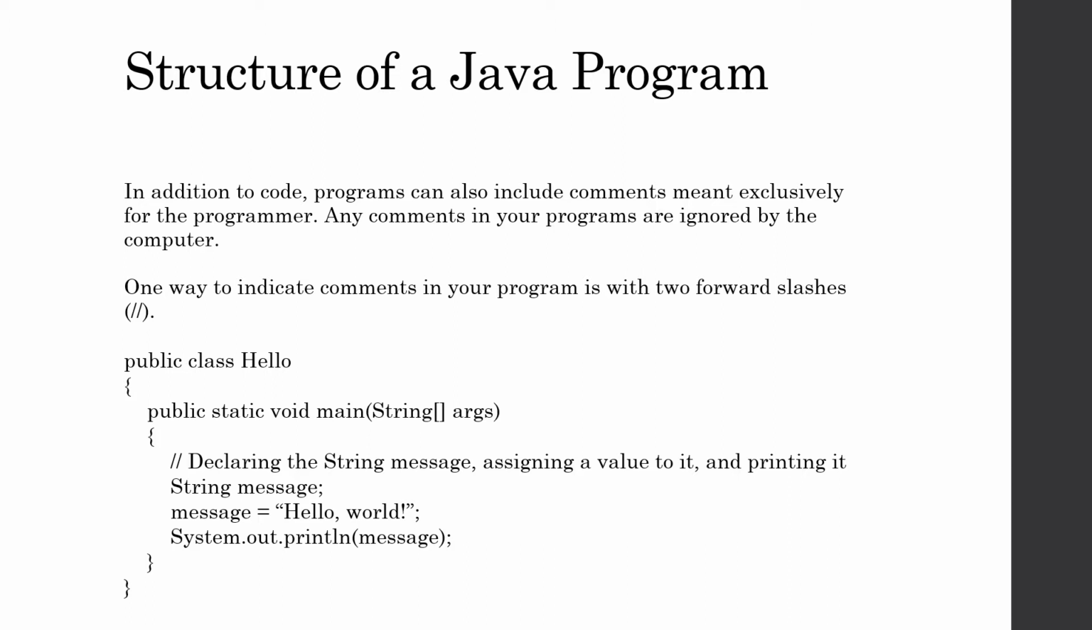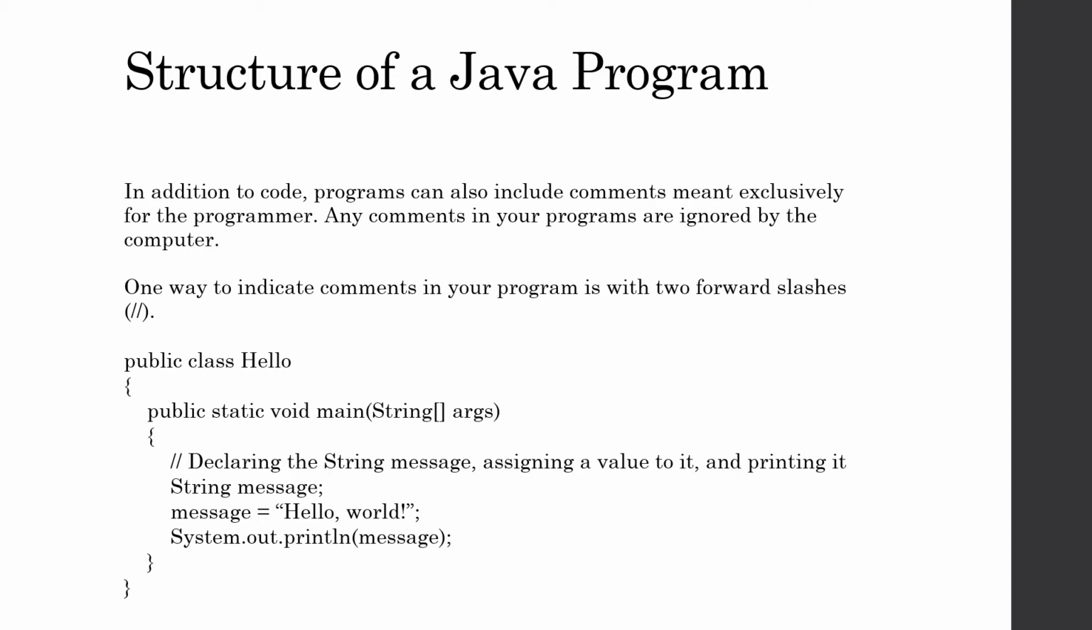One way to indicate comments in your program is with 2 forward slashes. So we could see the indication of those 2 forward slashes. And then I've gone ahead and taken that code that we were just looking at, and added an extra part to it, where I now have included a comment, which says that we're going to declare the string message, we're going to assign a value to it, and then we're going to print it.